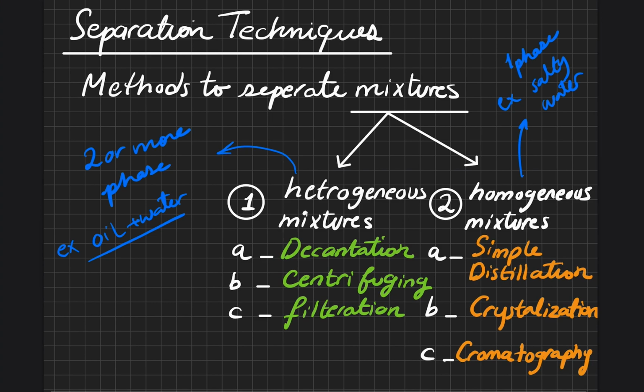Okay, in this video we're going to focus on a method to separate homogeneous mixtures, because we really can't use these types of separation techniques to separate homogeneous mixtures. We have other ways or other methods of separation to separate homogeneous mixtures. The first method is the simple distillation. So we are going to focus on simple distillation.